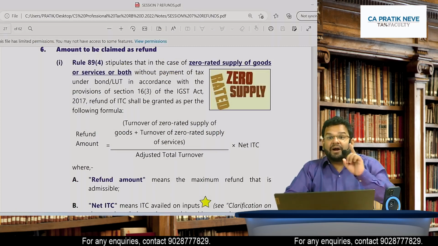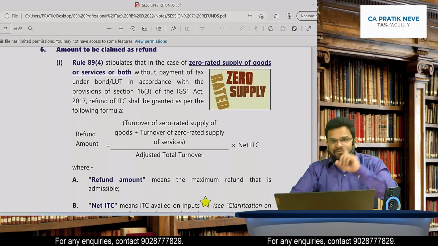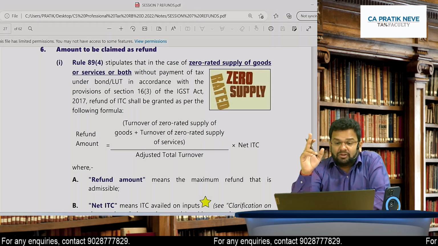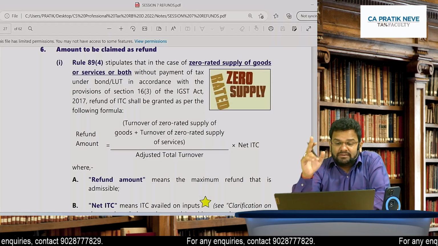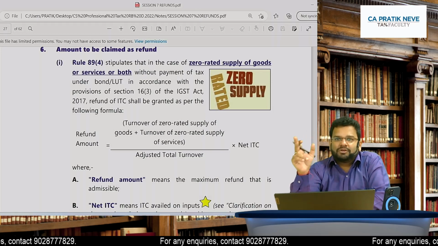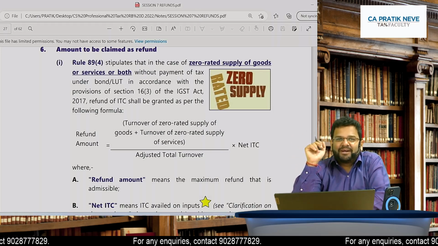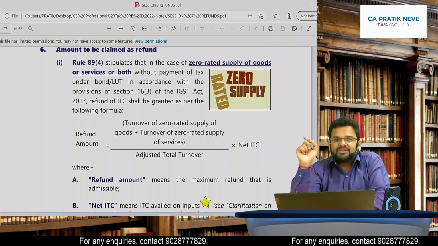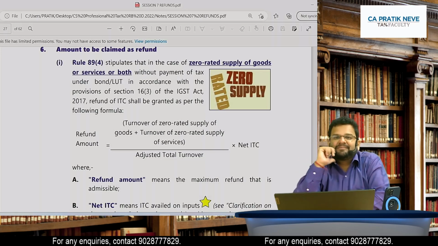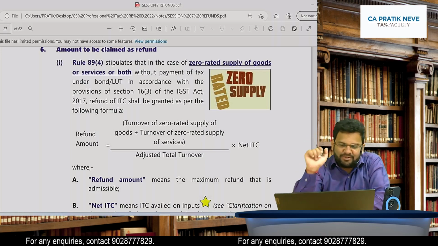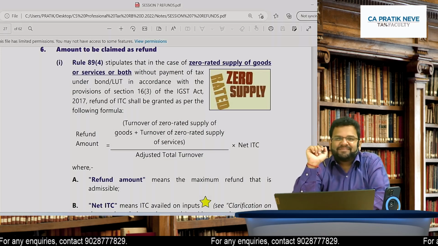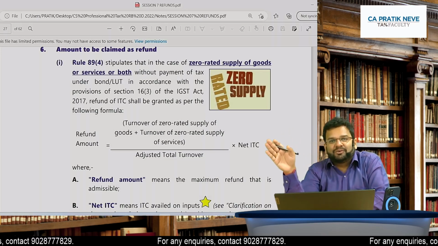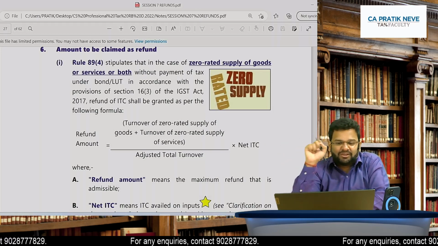Let's check now, friends, what is the formula. The formula is turnover of zero rated supply of goods, means exports. Do you agree? Plus turnover of zero rated supply of services, means exports. Do you agree? Divided by adjusted total turnover, which is your total turnover. Do you agree?